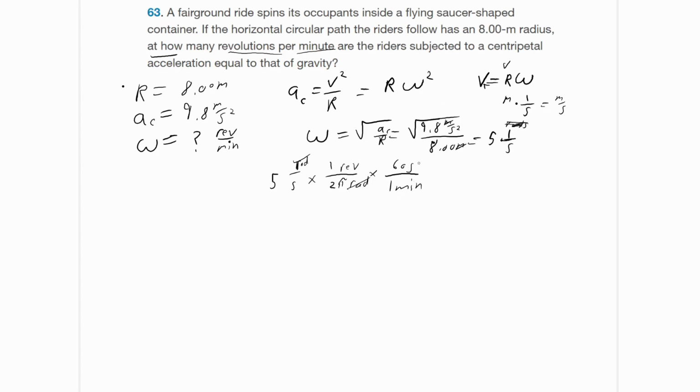That's going to cancel the seconds. This is just dimensional analysis you learned in chemistry. And then we get revolutions per minute. So take this number, whatever it was, it's not actually 5, but it is this value. You're going to take this omega, put it right there, divide it by 2 pi, multiply it by 60, and then you'll get your final answer, which will be rounded to 3 significant figures.